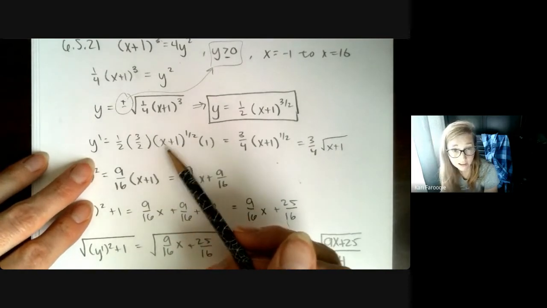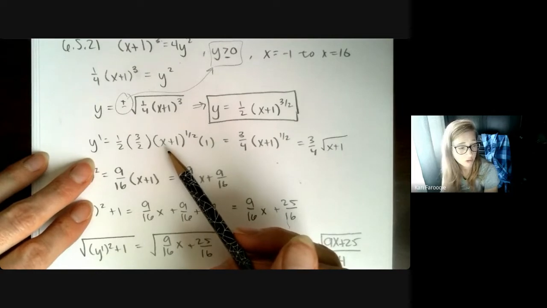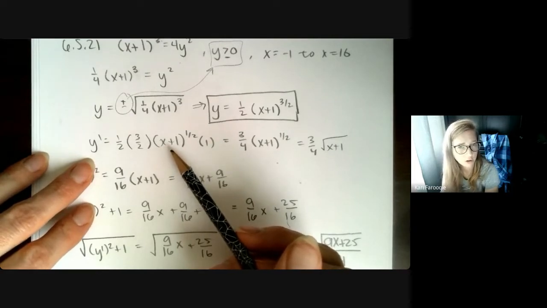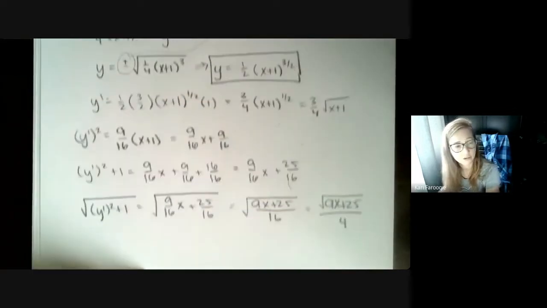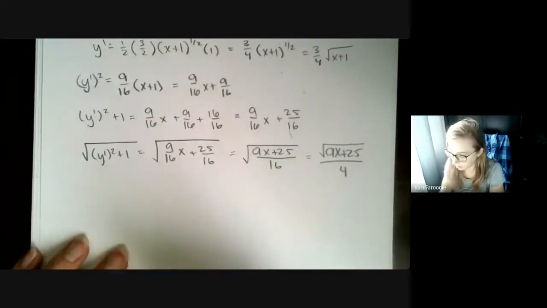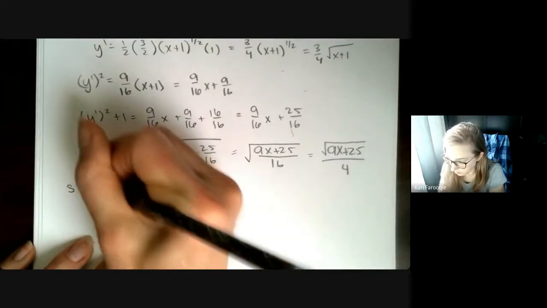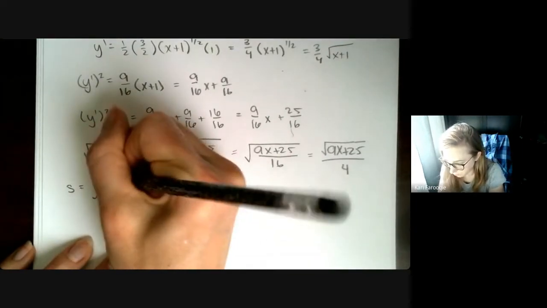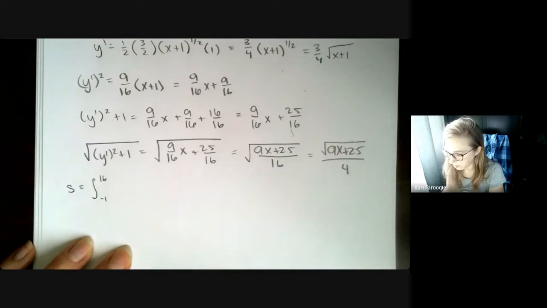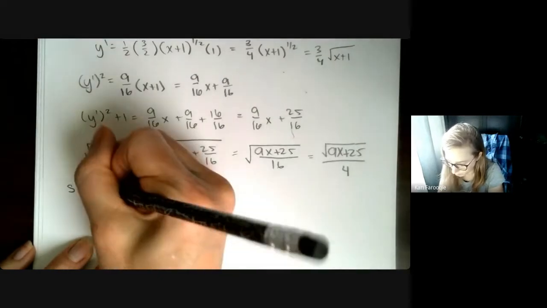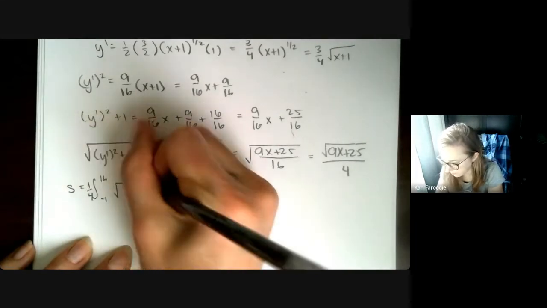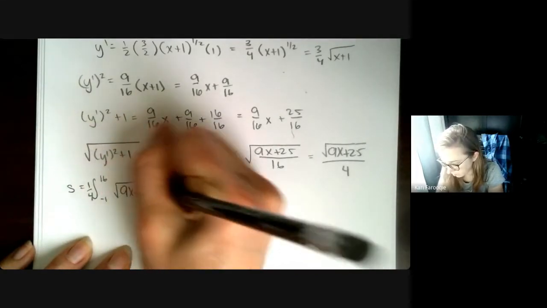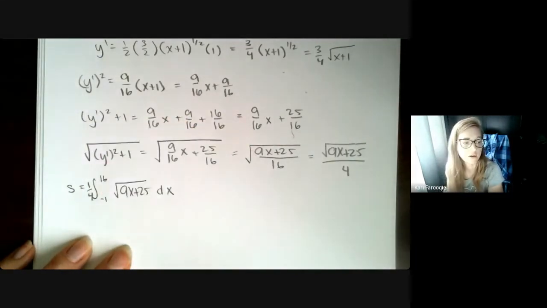However, anything less than -1 would cause a problem because you can't take the square root of a negative number, but you can take the square root of 0. So that's our lower bound, and that's okay. So your arc length is on the interval from -1 to 16. I'm going to take this 1/4 and pull it out front so I don't have to look at it inside the integral. And then I have 9x plus 25 dx.